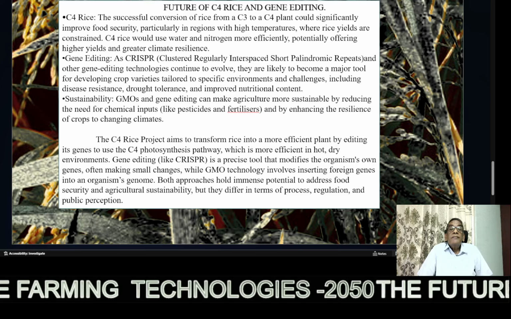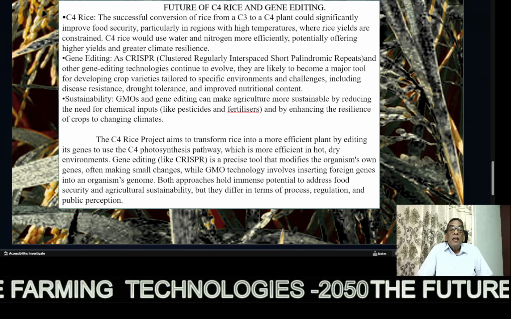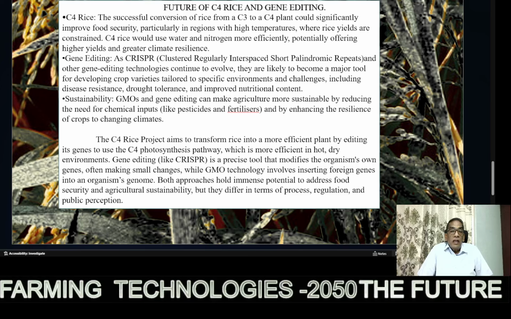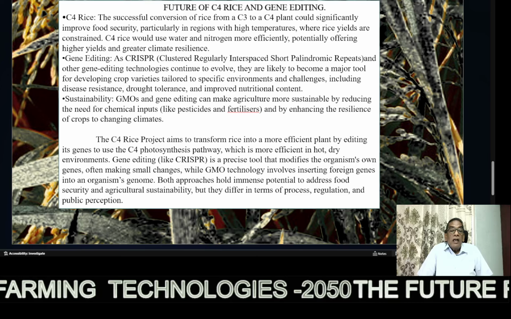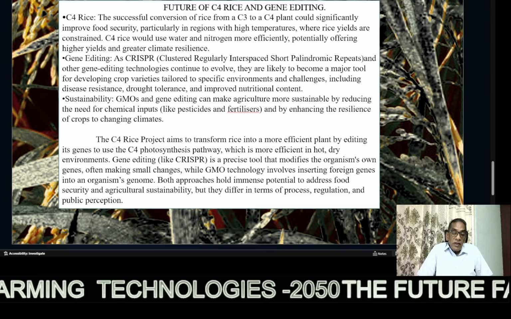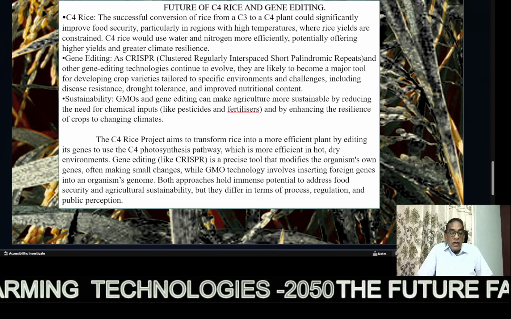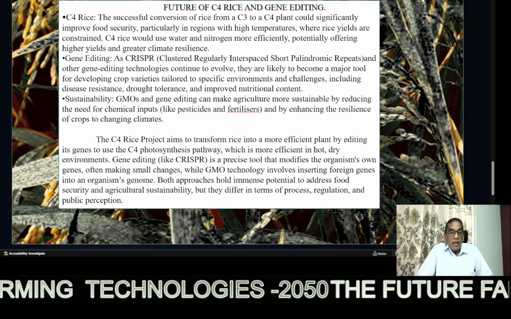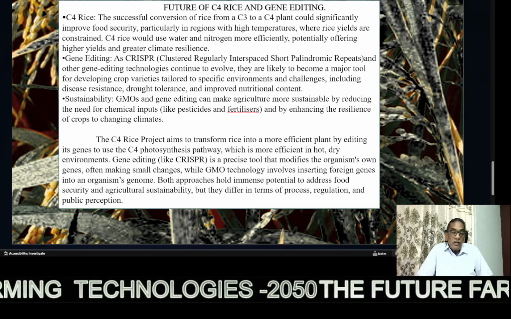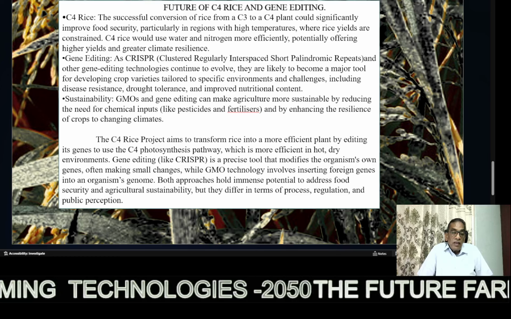GMO technology involves so many constraints. That means it is a long process, and it is also not legally, in any country, accepted totally by the society of that country.